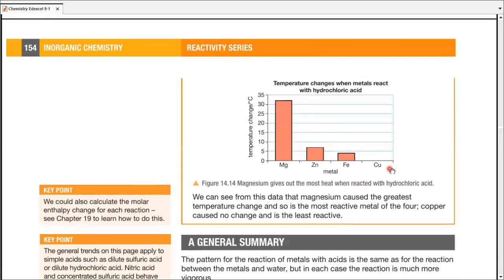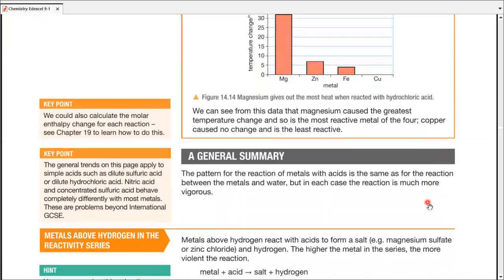So this is how we can work this out. A bar graph gives you a very good idea that the reactive metal gives you a big temperature change. The lesser the reactivity of the metal, the smaller the temperature change. Okay? You don't even see a temperature change for copper, being the least reactive.